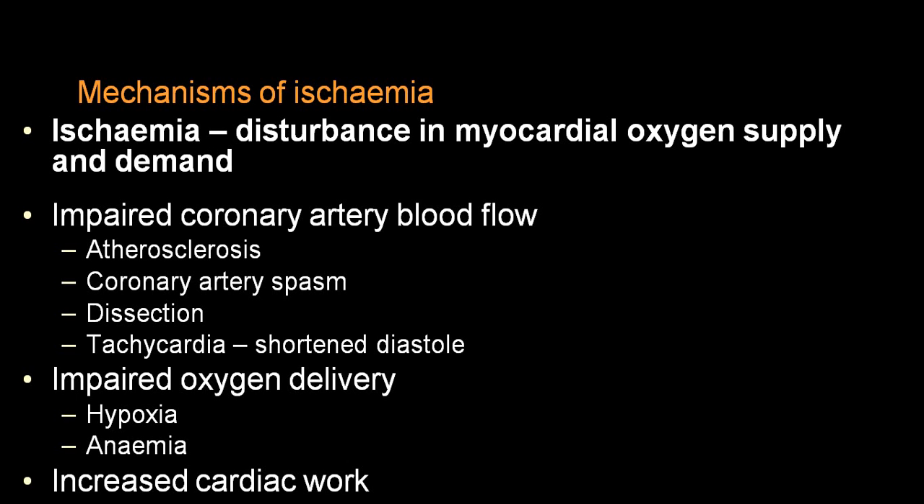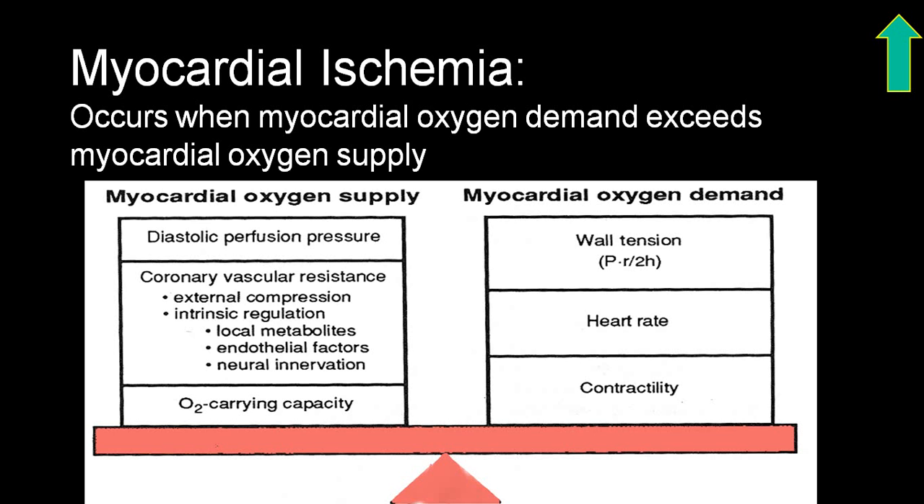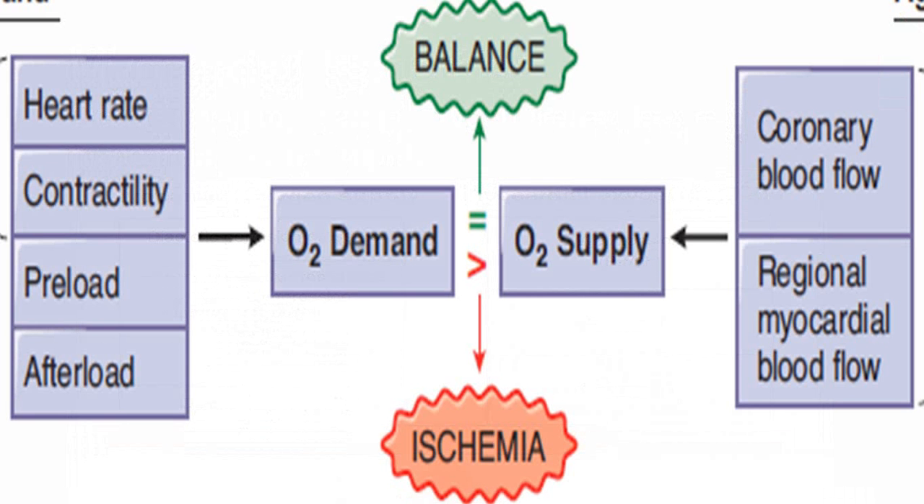In all these conditions, we have already done this particular part. So there is increased demand and decreased supply, which will end up with ischemia. If both are equal, balance is maintained, and there is no ischemia. Increased demand comes from an increase in heart rate, increased contractility, increased preload, and increased afterload. Decreased supply is because of reduced coronary artery or regional myocardial blood flow. If it is reduced, it ends up more in what we call MINOCA. And when major arteries are involved, we call it coronary artery disease.